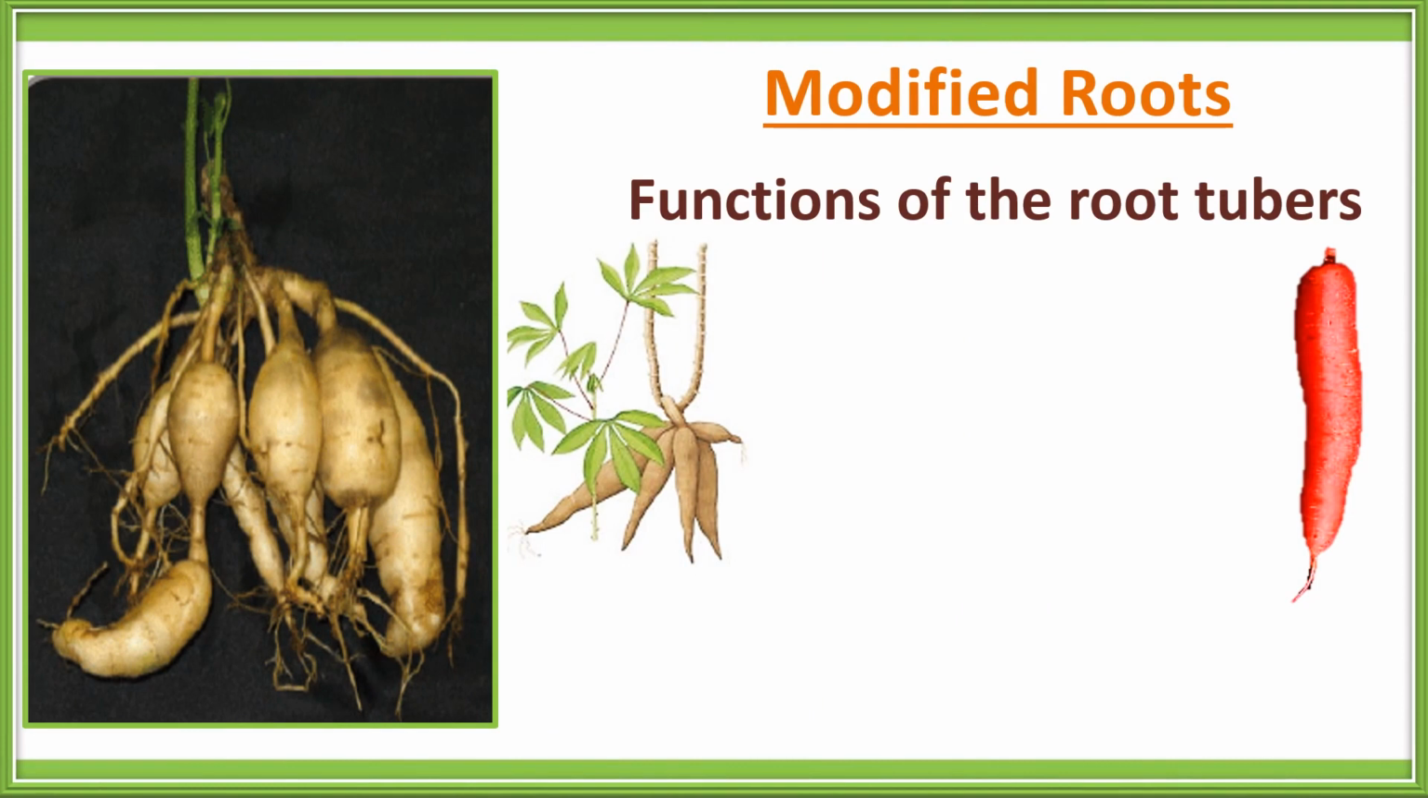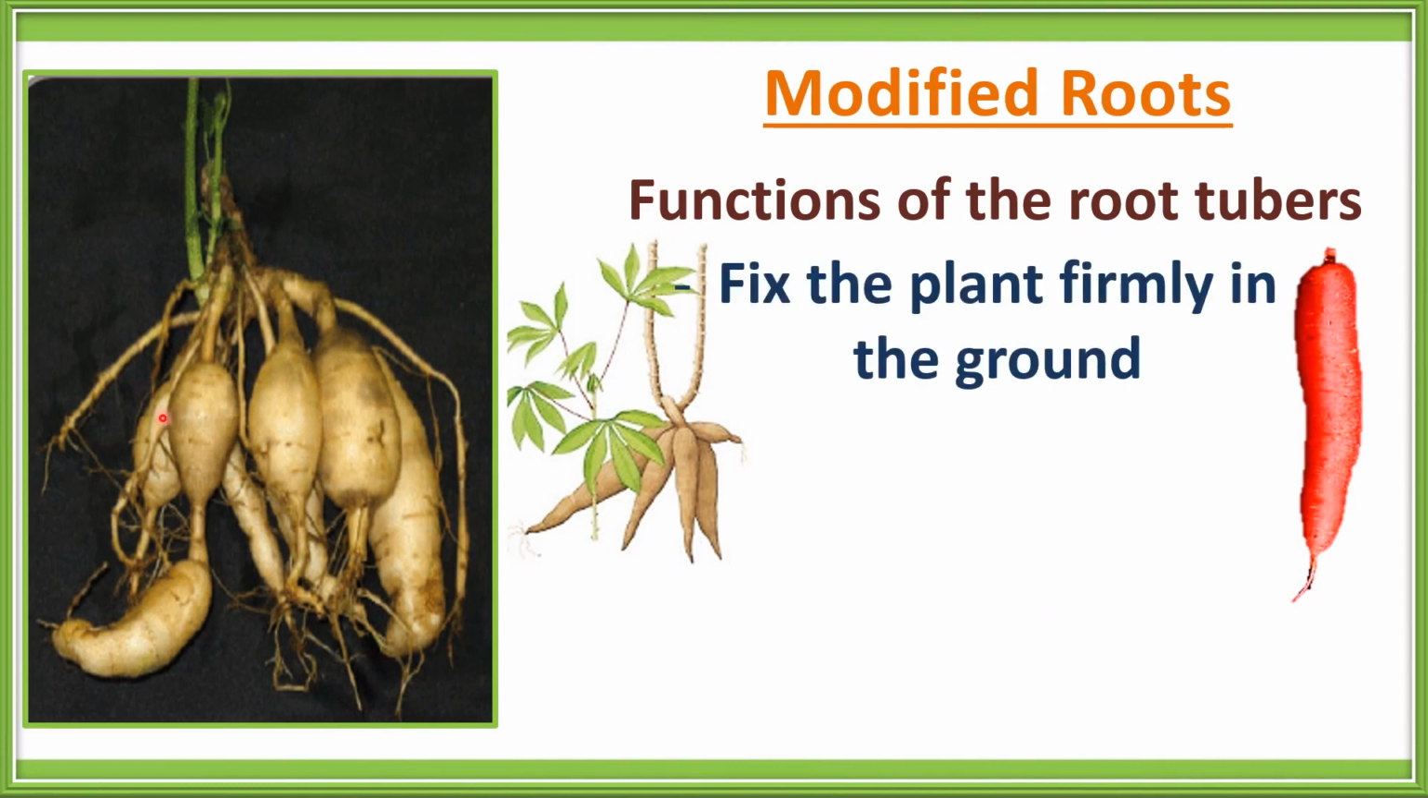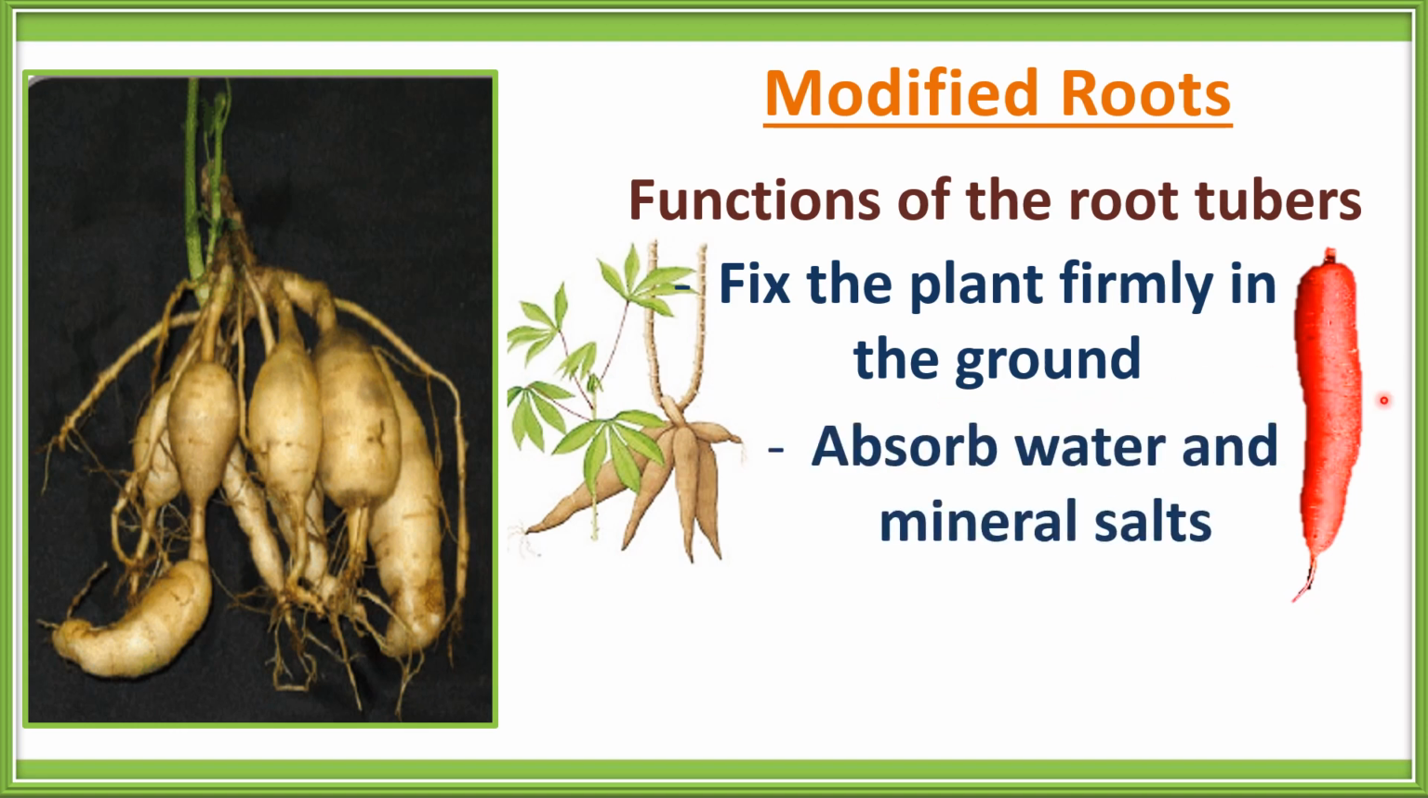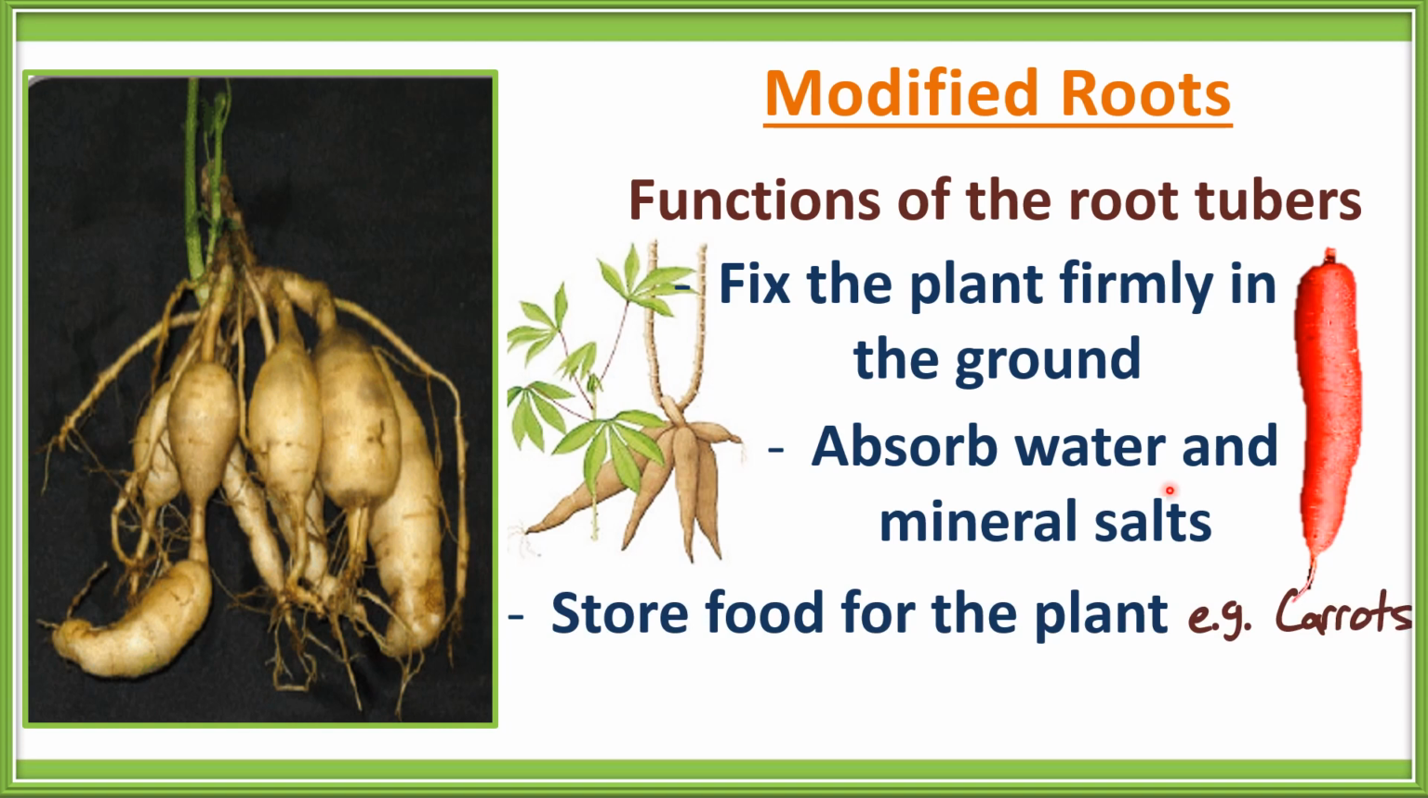Functions of the root tubers: 1. They fix the plant firmly into the ground. 2. They absorb water and mineral salts from the soil. And 3. They store food for the plant, for example, the carrots.